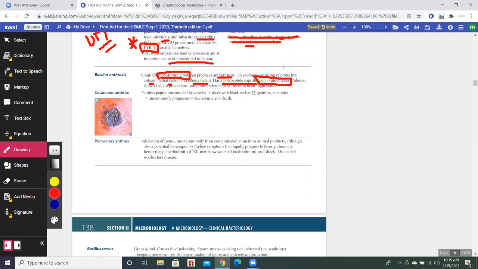And this capsule is high yield for identification of the Bacillus anthracis, because not every capsule has poly-D-glutamate. Only Bacillus anthracis has poly-D-glutamate. So this is highly identifying of Bacillus anthracis. They will colonize. They show a halo of projections, sometimes referred to as a Medusa's head appearance. Okay, Bacillus anthracis shows Medusa's head appearance.